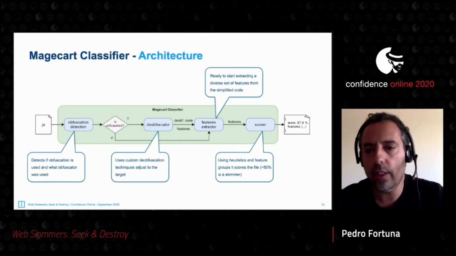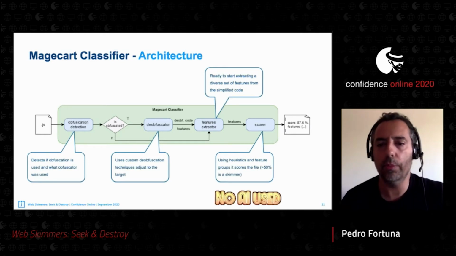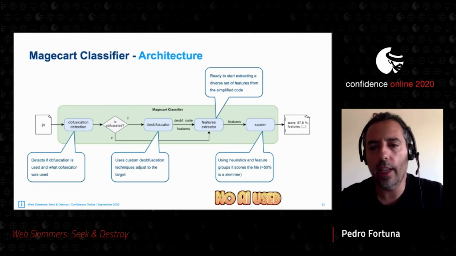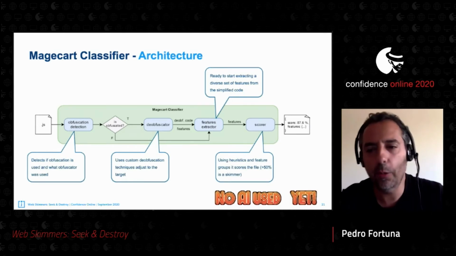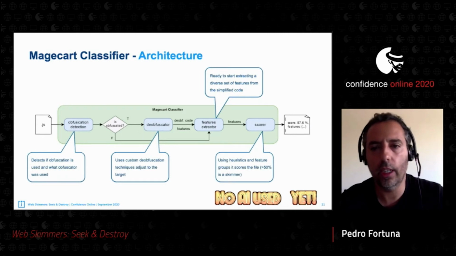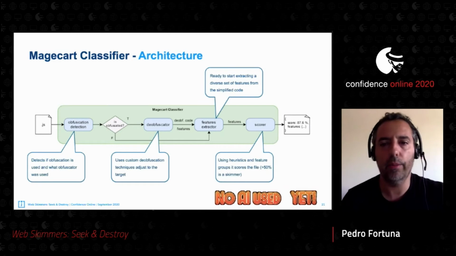So we are using simple heuristics, and we are grouping the features according to semantics and establishing weights for different groups. So right now, no AI has been used. I'm saying this now because otherwise I would get the question at the end. But we do have plans to use AI in the future, namely machine learning, to learn what features skimmers have been starting to use, and to grow this classifier.